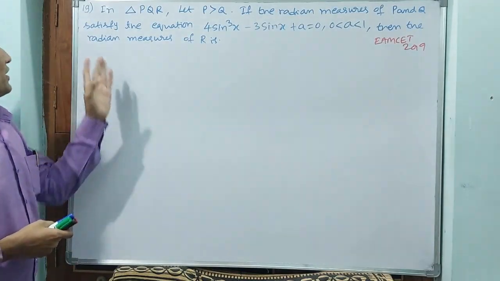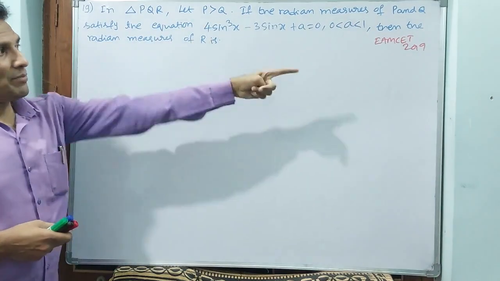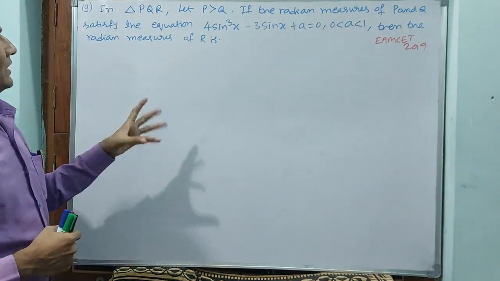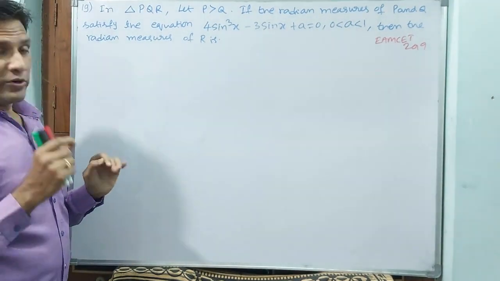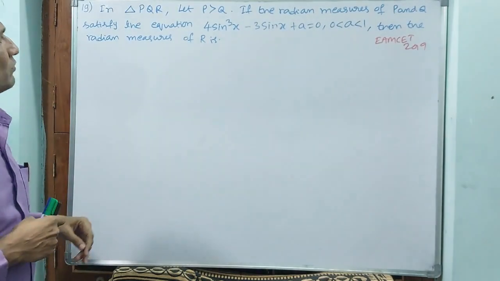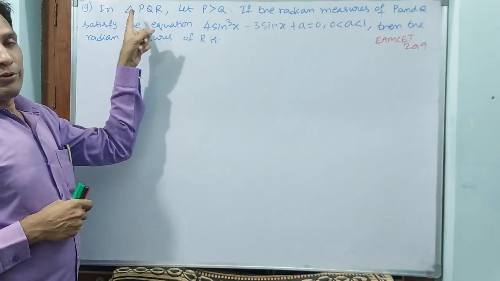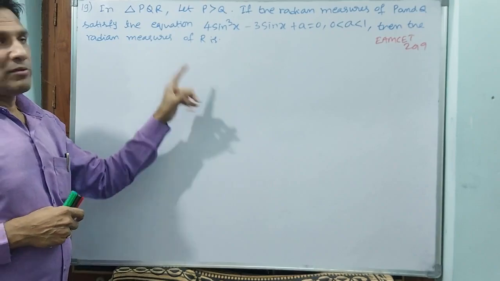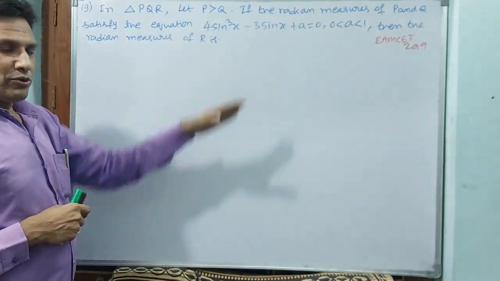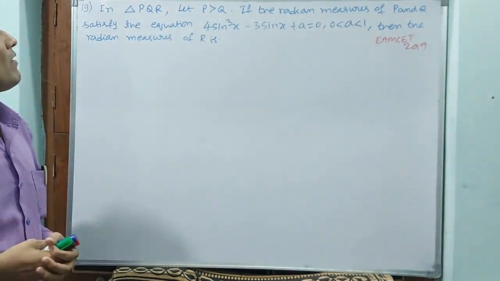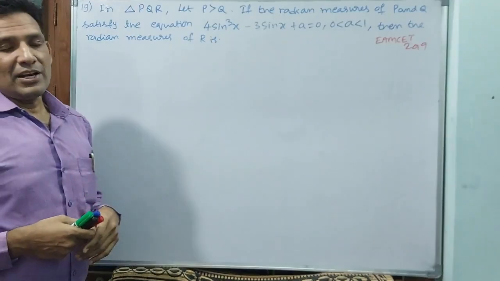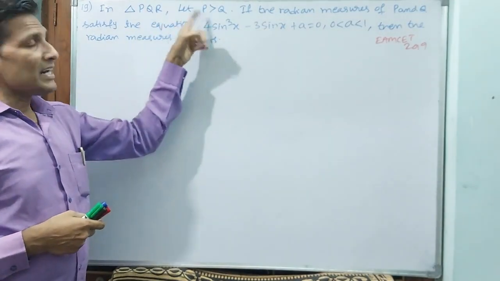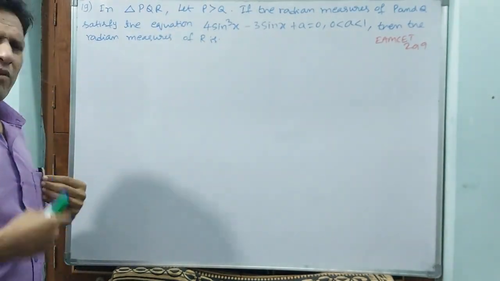See, question number 19, EAMCET 2019 question. A little bit typical question. You have to observe carefully, or else you will not be able to do this question. In triangle PQR, we know a triangle has three angles. P, Q, R are the angles. Let P be greater than Q, that means angle P is greater than angle Q. What will it be?